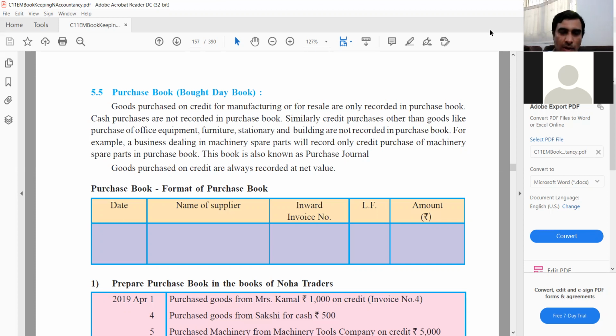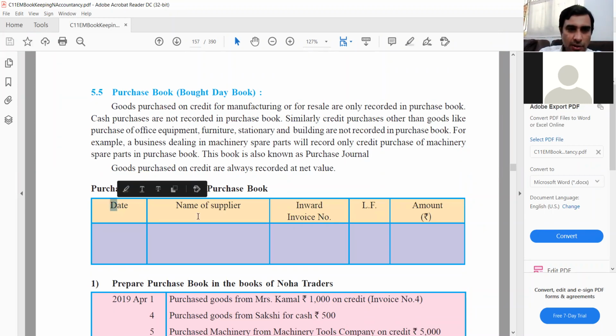Now, in case of a purchase book, it is also called the bought day book, right? So the format of the purchase book is given here. You can see that it starts with date, name of the supplier, inward invoice number, ledger folio, and amount. So there is this inward invoice number. In the cash book, it was like the receipt number, right?